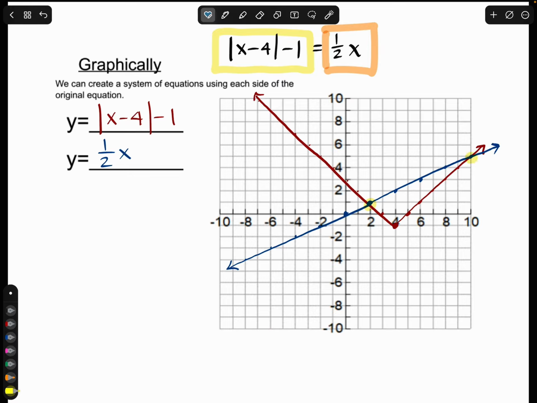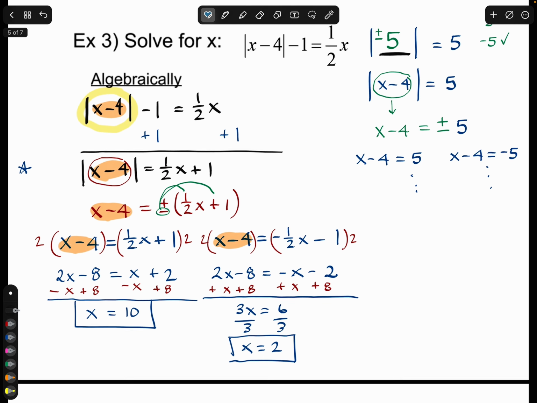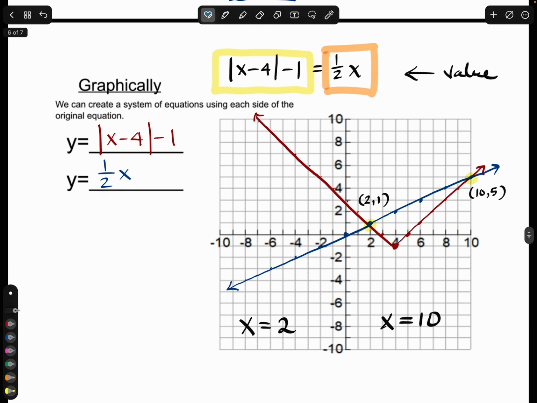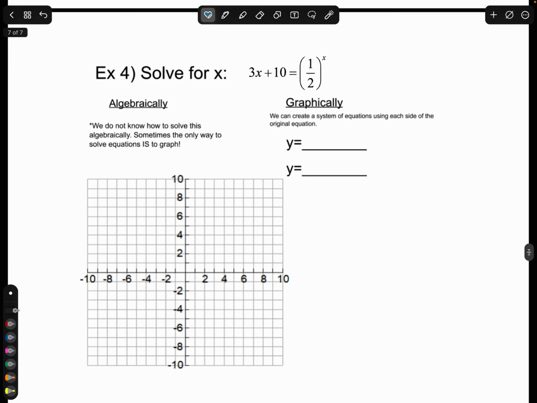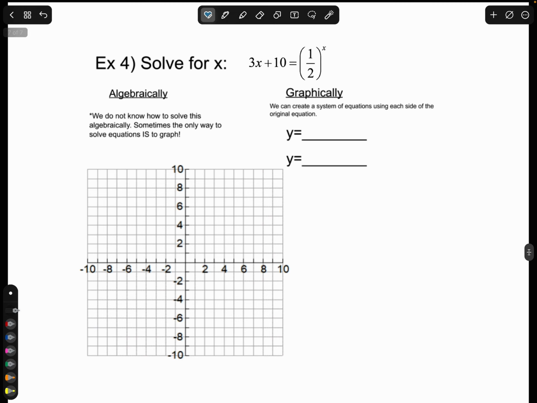And you'll see we get an intersection point right here and an intersection point right there. This point is the point 2, 1, and this point is the point 10, 5. Okay, but remember, we're looking for a value, not a point. So our answer here would be the x coordinates, x equals 2 and x equals 10. Same things we got on the previous slide when we were solving it algebraically.